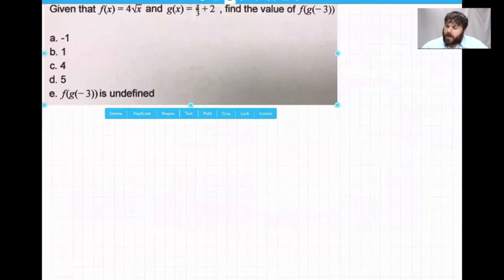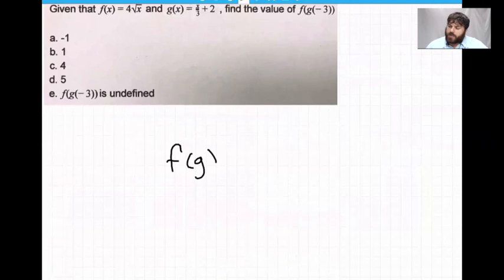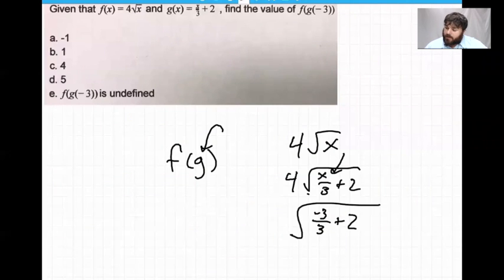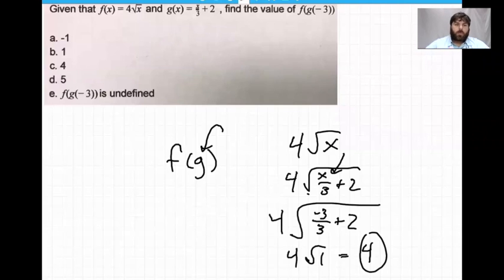So you could, if you wanted to, find f of g. F of g. So basically we're shoving all of g inside of f. So instead of writing f of x as 4 times root x, you'd find 4 times root of the whole function g. Now if I plug in negative 3 here, I'm going to get negative 3 over 3 plus 2. When I root that, I'm still going to get 1, just like I did earlier, right? Negative 3 over 3 is, excuse me, negative 1. Negative 1 plus 2 is 1. Square root of 1 is still 1. You still get 4, okay? That way it does still work.